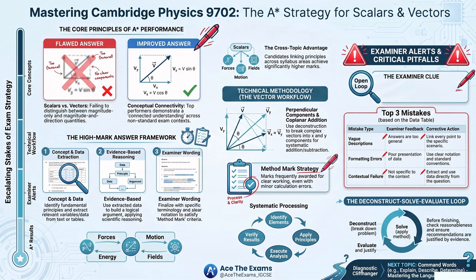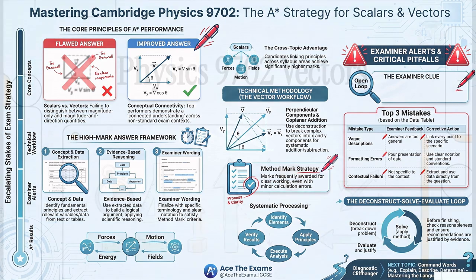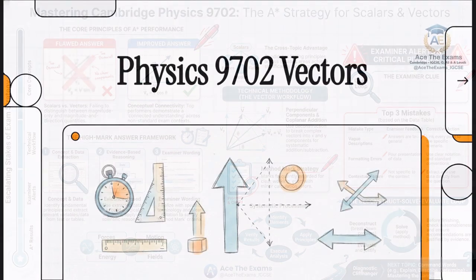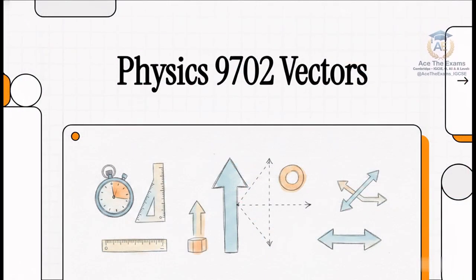All right, let's jump straight in. Welcome to this explainer, where we're going to put on our data detective hats to uncover the exact difference between a B and an A star in Cambridge Physics 9702. Today, we're tackling a super foundational but honestly frequently mishandled area of the syllabus: scalars and vectors, adding and subtracting coplanar vectors, and resolving perpendicular components.